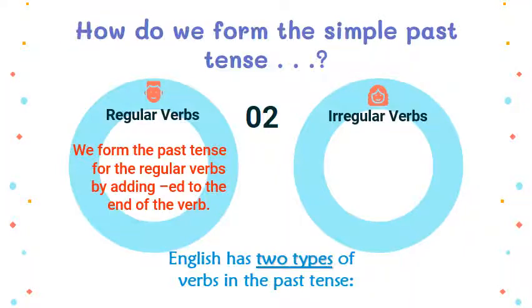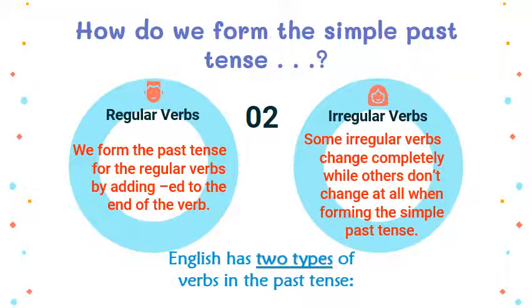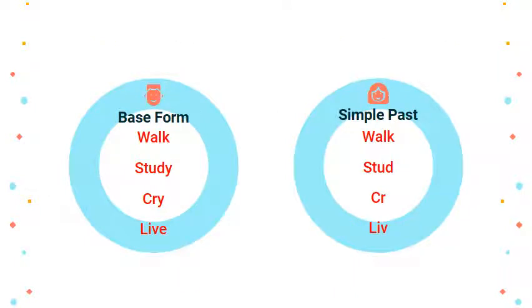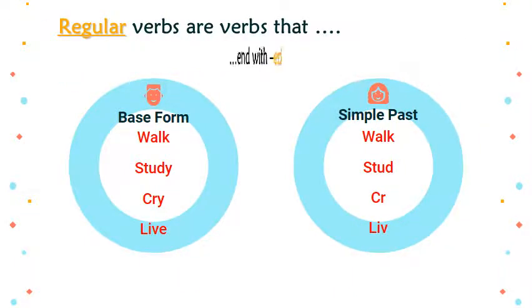But the irregular verbs, since they are irregular, they are naughty, they do not like to follow the rule. So we do not add ed to them. Sometimes they change completely or they stay the same. Some irregular verbs change completely while others don't change at all when forming the simple past tense. Regular verbs are verbs that end with ed.